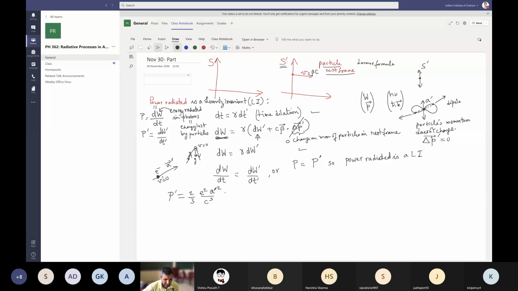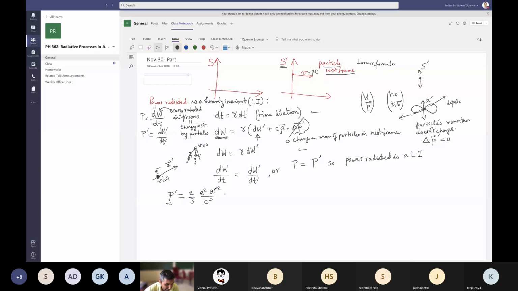Right, so this is the radiation power. Okay, and we said that this is a Lorentz invariant. That is, the left-hand side is the same whether we measure it in frame S or S prime. That means A prime, the acceleration measured in the particle rest frame, also must be a Lorentz invariant.